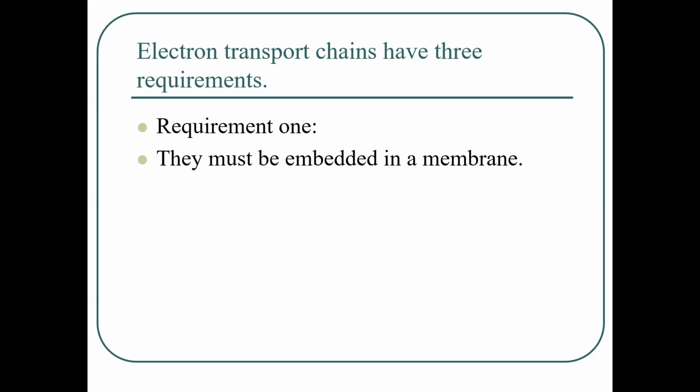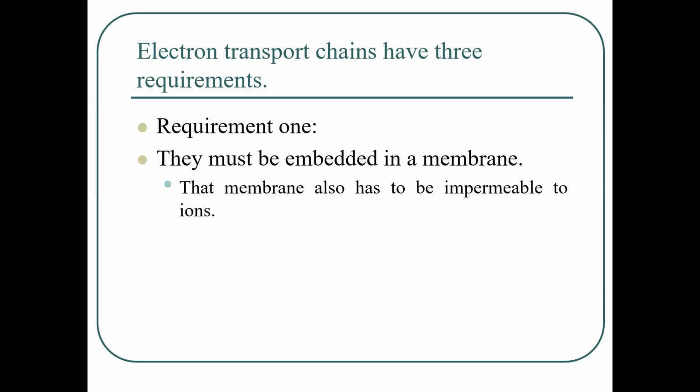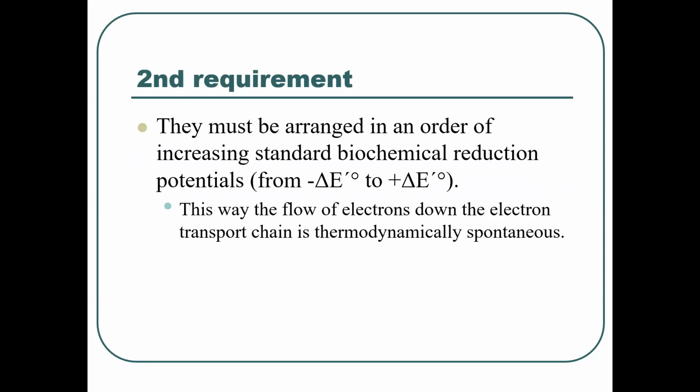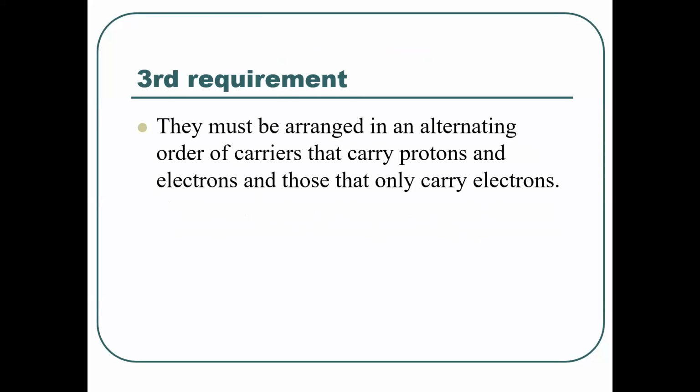So remember, in order for electron transport chains to operate and make ATP, they must be embedded in a membrane. That membrane has to be impermeable to hydrogen ions. They have to be arranged from low to high standard biochemical reduction potentials so that each transfer of electrons yields a positive delta E0'. They have to also alternate between those that carry protons and electrons and those that carry just electrons.